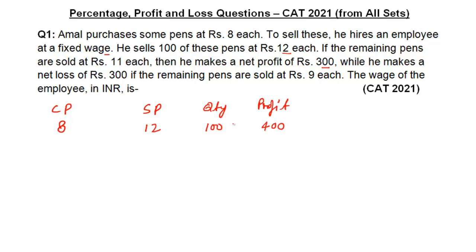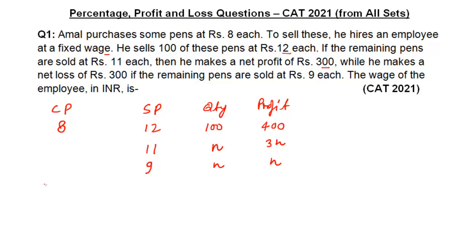Now the situation is, if he is selling the remaining pens, suppose n quantity he is selling at the rate of 11 each, then in that case he is making a profit of 11 minus 8, which is 3, times n, that is 3n profit. And if he is selling at 9 each, in that case he is making a profit of 9 minus 8, which is 1 into n, that is n, for n number of pens, right? So now we put all those things in an equation.